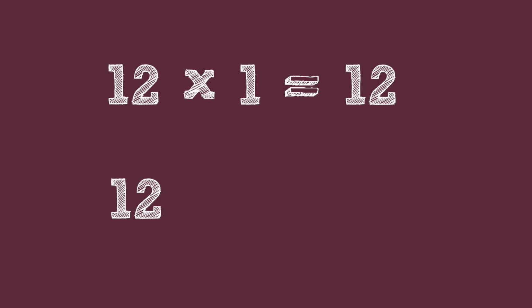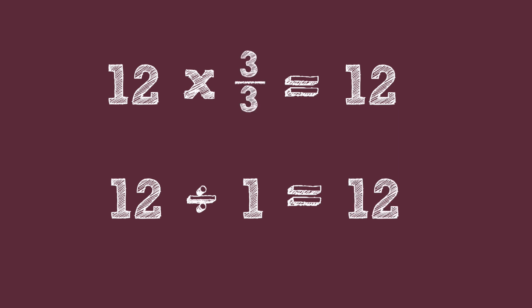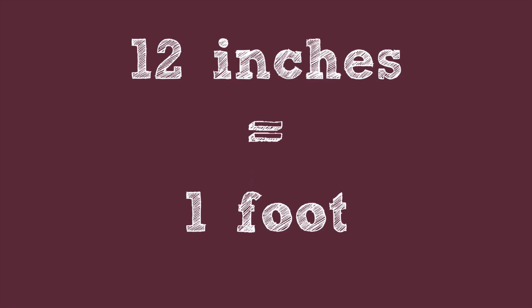Any number multiplied or divided by 1 is still equal to the original number. You could even say that 12 times 3/3 equals 12, and 12 divided by 3/3 equals 12. That's because 3 and 3 are equal to each other, and therefore 3/3 is equivalent to 1. Now take a conversion, like 12 inches equals 1 foot. You could have 2 feet or 24 inches, and that measurement is really the same. They're equal in the same way that 3/3 was equal to 1.